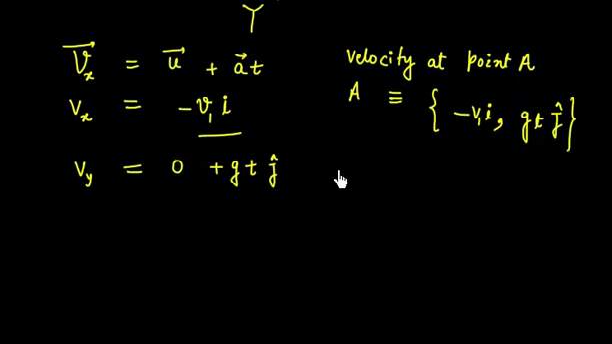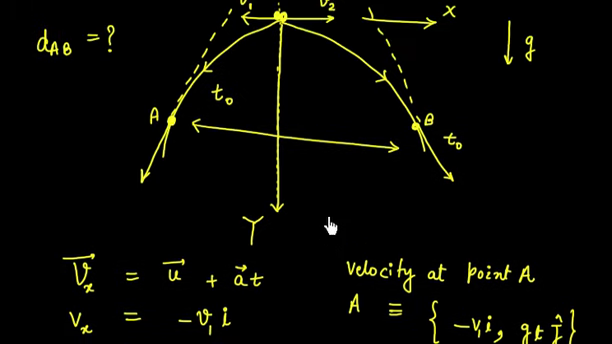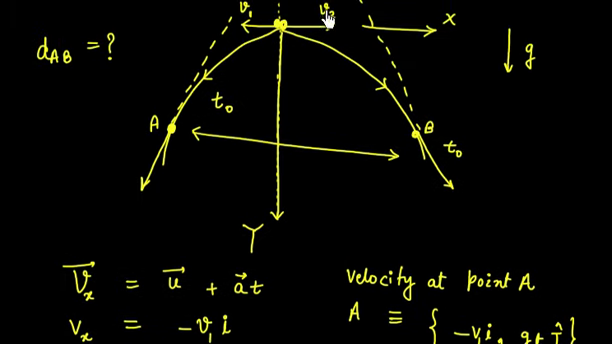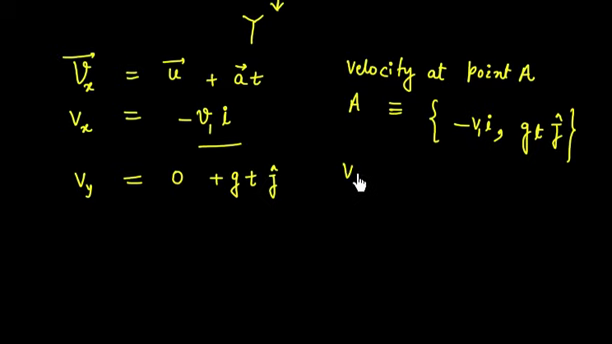Similarly, we can calculate the velocity of particle 2 at point B. So if you see, the only thing is now this v2 is positive and everything remains the same. The only thing is v2 is positive because the x direction is in this case. So we can write similarly the velocity at point B.